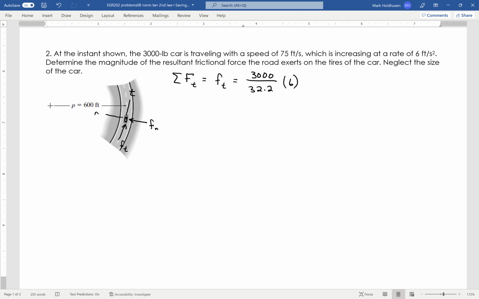I know it's tangentially accelerating, so I can very easily write the acceleration in that direction like that. Okay, do the same thing in the normal direction, where again, the only force I've got is the normal friction, pushing it towards the center, making it go around the curve. That's going to equal the mass times its acceleration in that direction, where the mass again is 3,000 divided by 32.2. Got to convert from pounds to slugs. And on this one, the normal acceleration is v squared over rho, where v is 75 squared over rho, which is given to me to be 600.